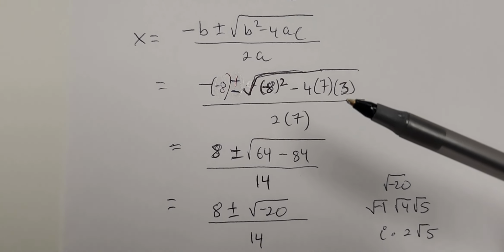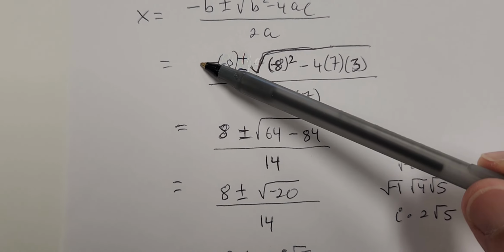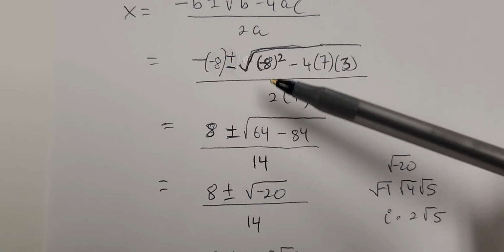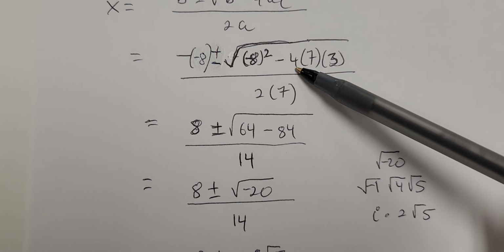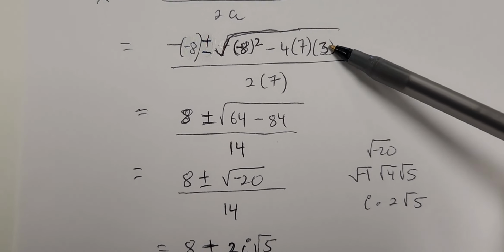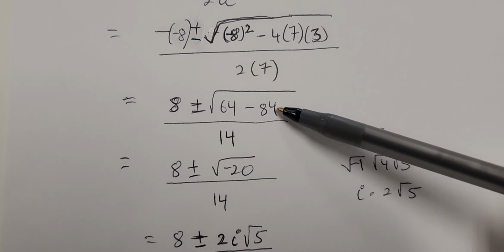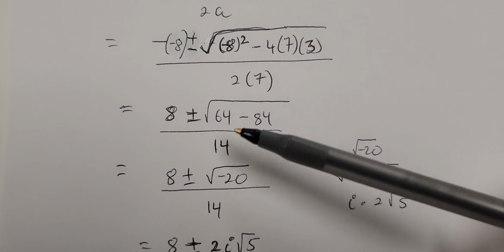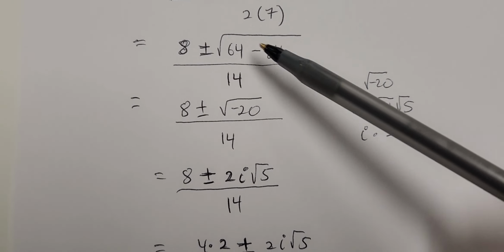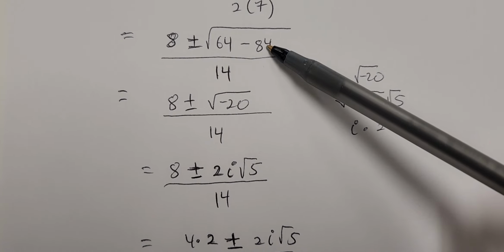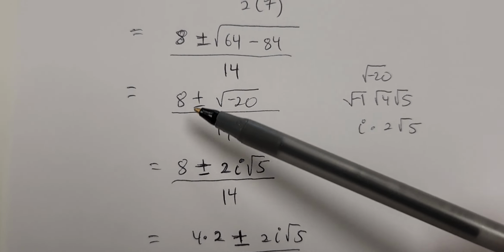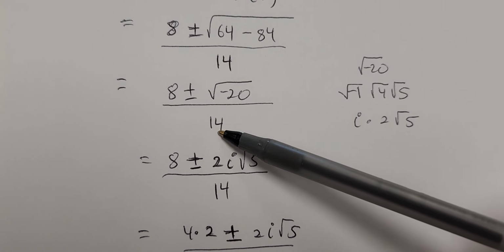Next, we just do order of operations, so negative and negative 8 become positive 8. Negative 8 squared becomes 64. 4 times 7 is 28. 28 times 3 gives me this 84. And then 2 times 7 gives me this 14. Next, 64 subtract 84 gives me negative 20. Bring down the 8, the plus and minus, and the 14.